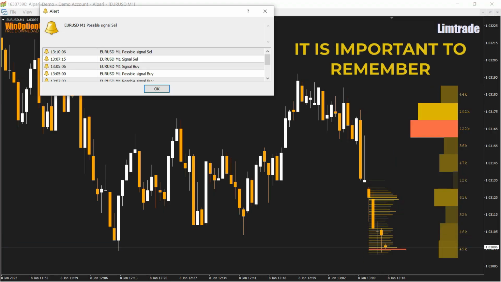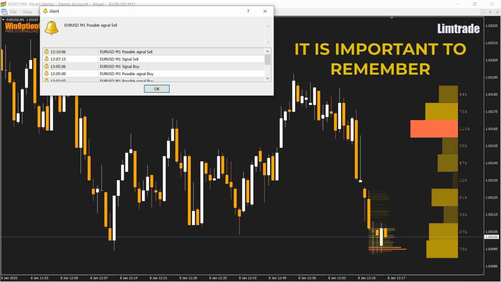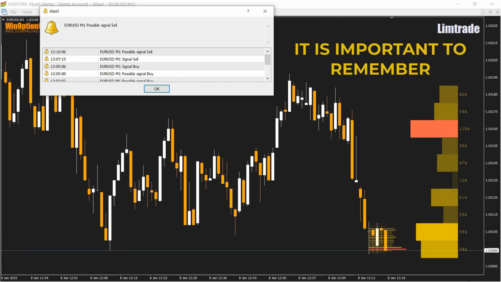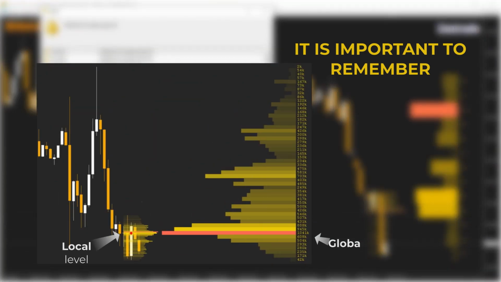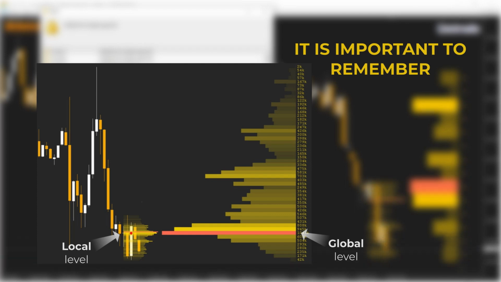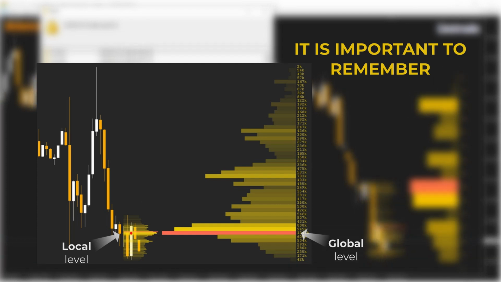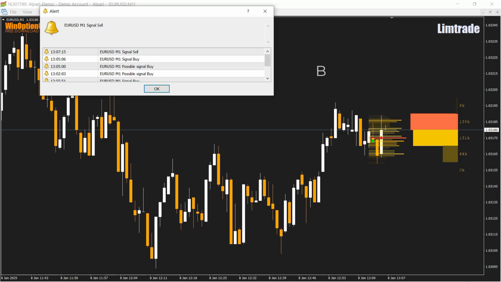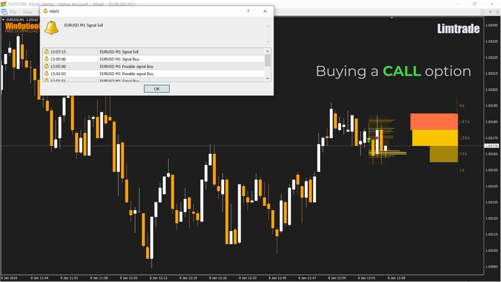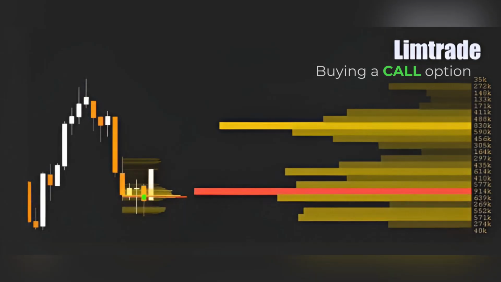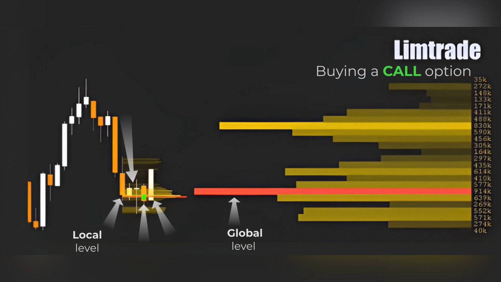It is very important to remember that in order to increase the percentage of profitable transactions, you need to enter the market only when the local and global volume levels coincide. In this case, the indicator signals will be more reliable. And to buy a call option, we observe the following condition. First, we make sure that the global and local levels match. Second, the price approached the level from top to bottom. Third, a green dot appeared. Fourth, at the moment the price touches the level with a green dot, we open a call option.